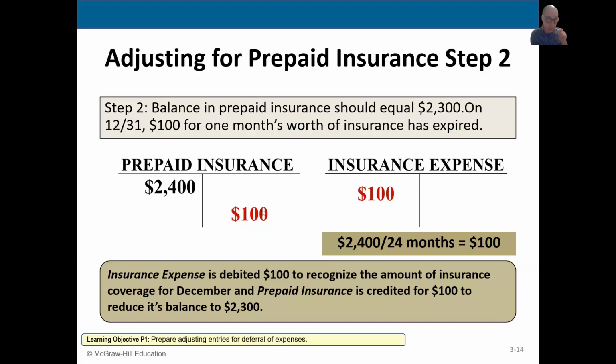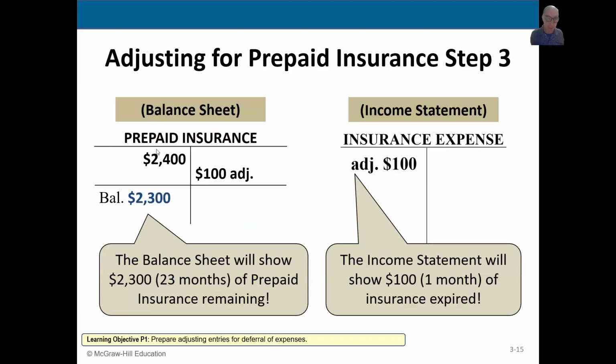So at the end of December, I record a journal entry, adjusting journal entry. I debit insurance expense to increase the insurance expense, and I credit prepaid insurance to reduce my prepaid insurance account. And so here we can see the balance of prepaid insurance going down by $100. And we did that every single month until November 30th of 2023, when this balance reaches zero.